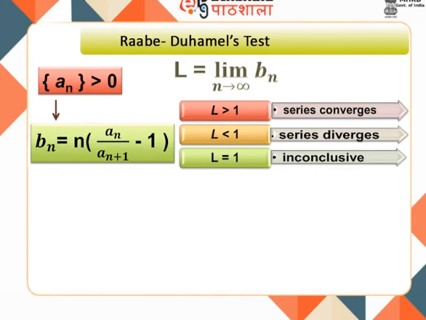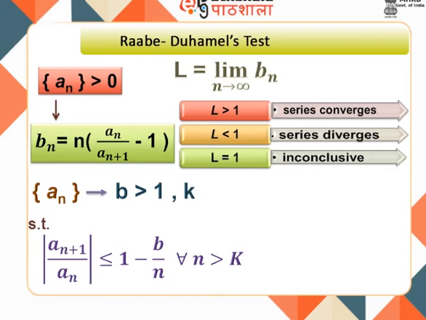An alternative formulation of this test is as follows. Let a_n be a series of real numbers, then if b is greater than 1 and a natural number k exists such that mod a_(n+1) by a_n is less than or equal to 1 minus b by n for all n greater than k, then the series a_n is convergent.